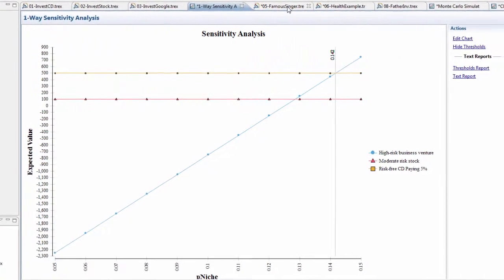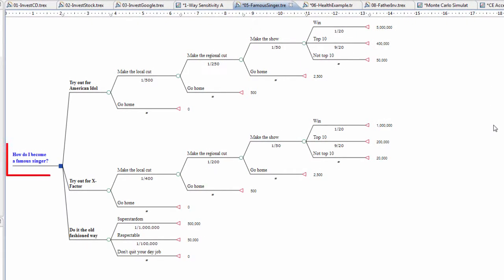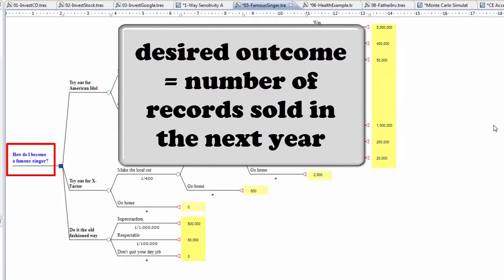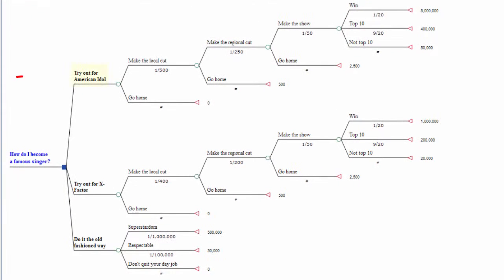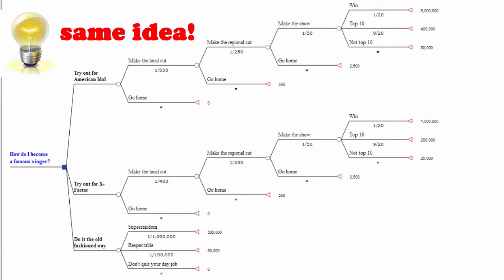Take a look at this decision. How do you become a famous singer? Here, my desired outcome is the number of records sold in the next year. I want to choose between trying out for American Idol, trying out for the X Factor, and performing on YouTube and in local bars, the old-fashioned way. The idea is the exact same.